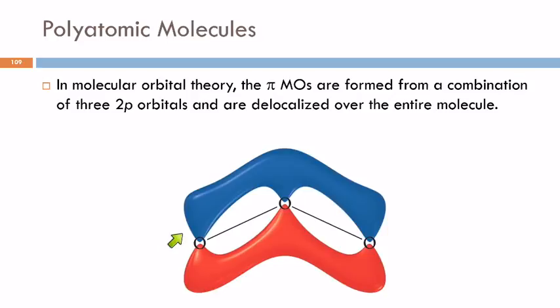But this is what's actually going on. All of those things that have resonance, this is really what's going on. We've got delocalized molecular orbitals that are spreading those electrons out over the bonds that have the resonance.